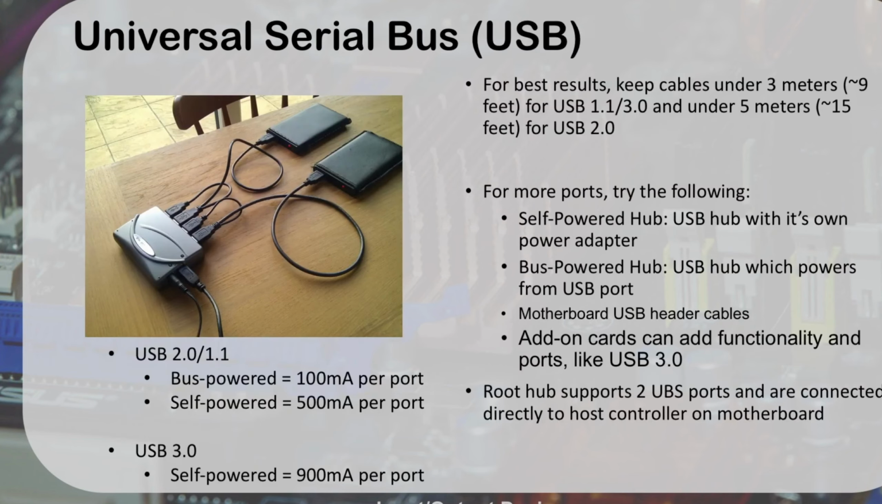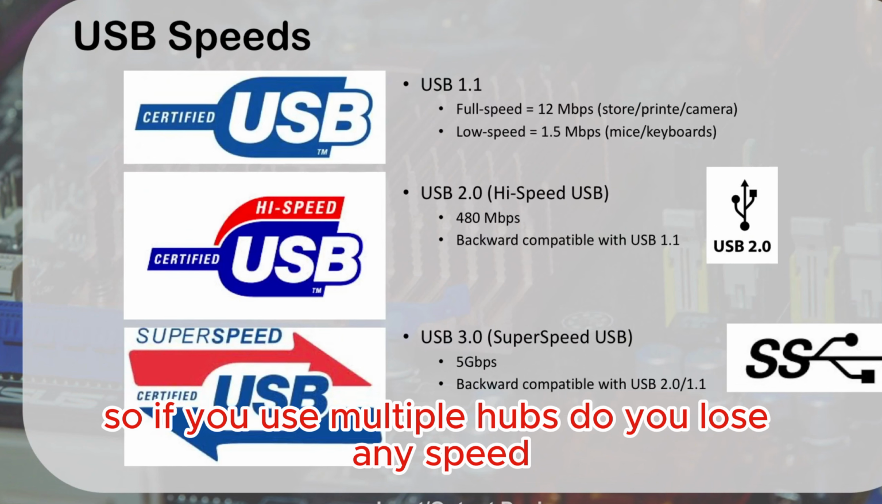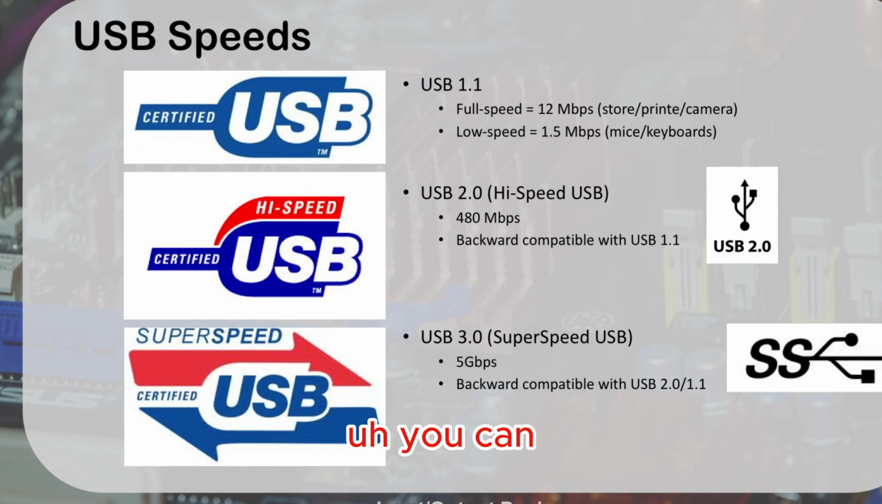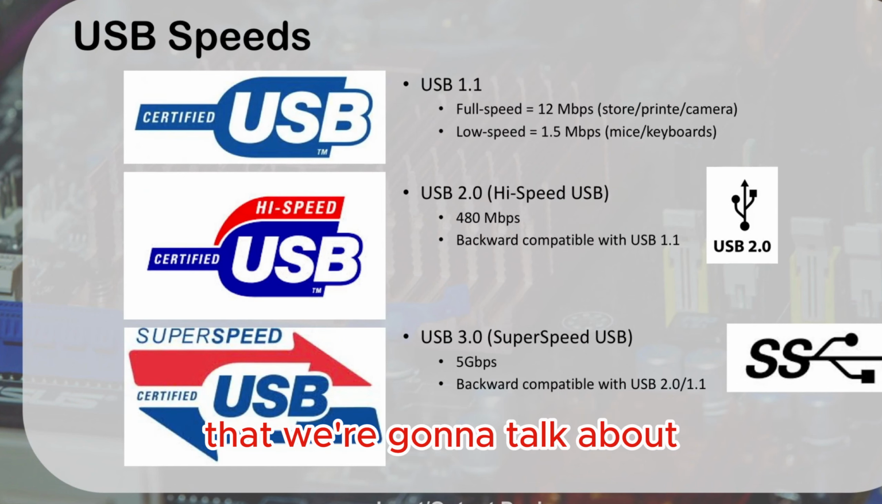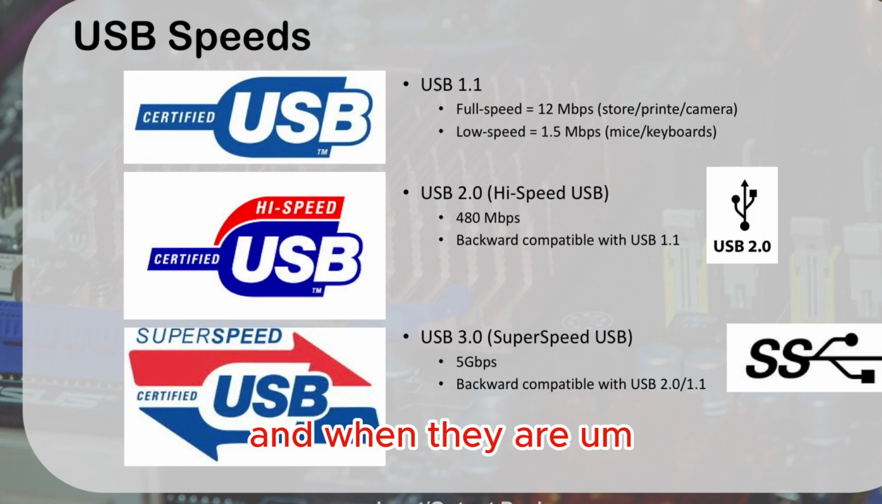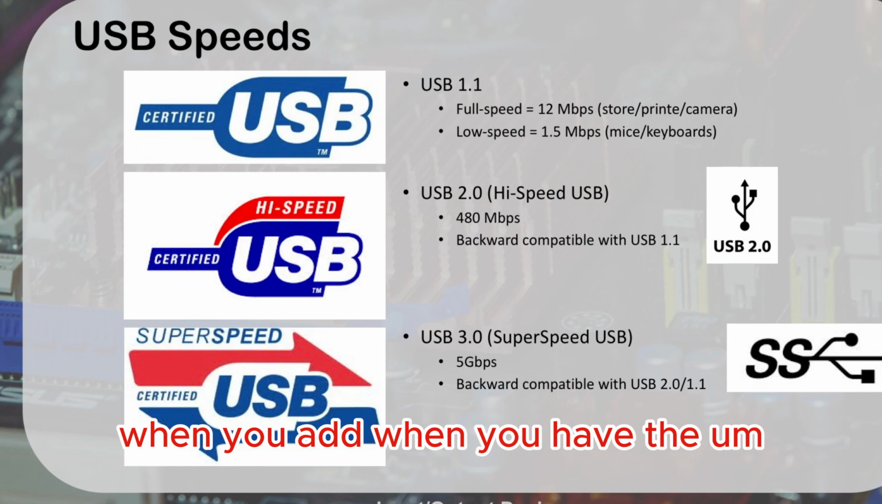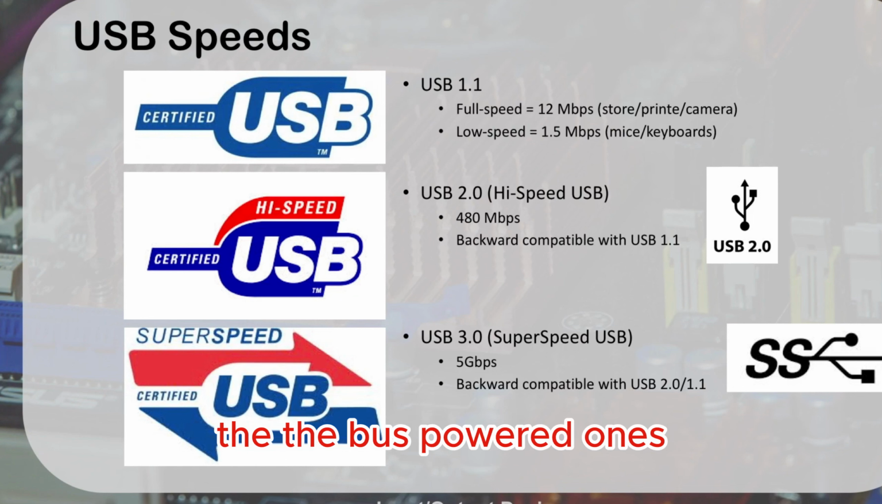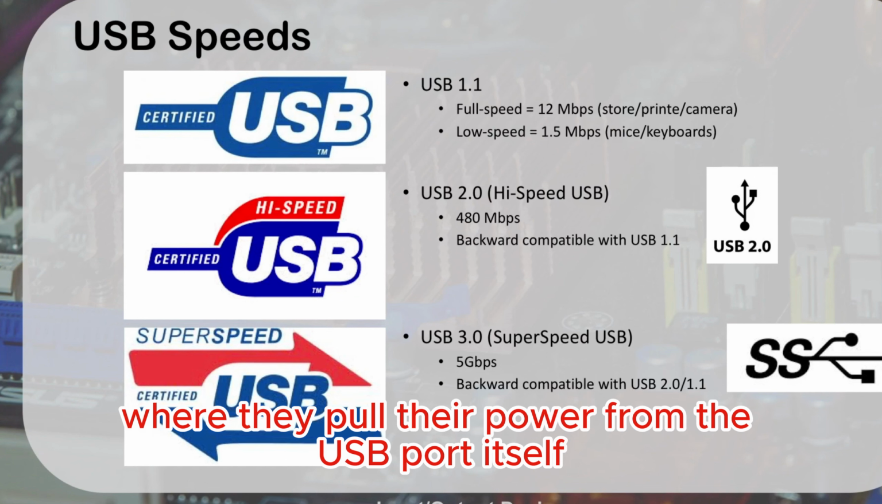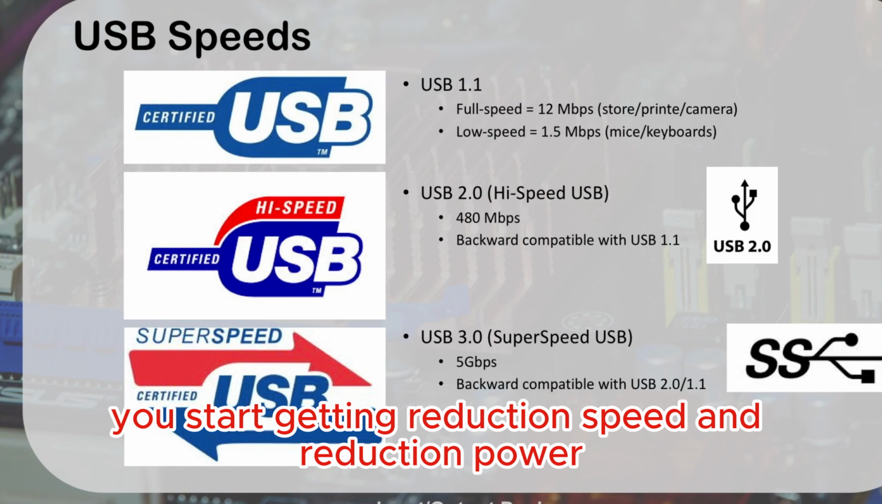So if you use multiple hubs, do you lose any speed? You can. We have two different types of hubs that we're going to talk about: a bus-powered hub and a self-powered hub. When they actually have their own power supply, it boosts the signal, and so you don't lose the speed. With the bus-powered ones, where they pull their power from the USB port itself, if you start spreading it out over and over again, you start getting a reduction in speed and a reduction in power.